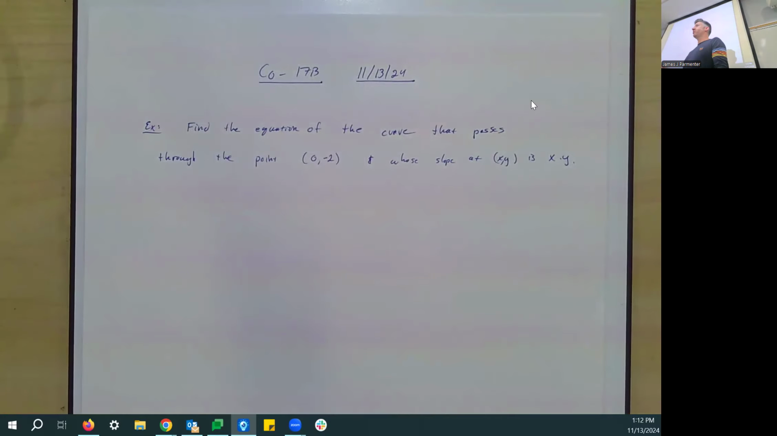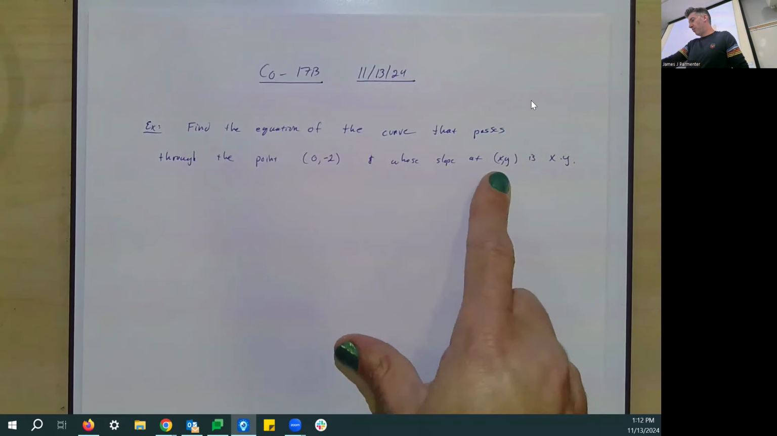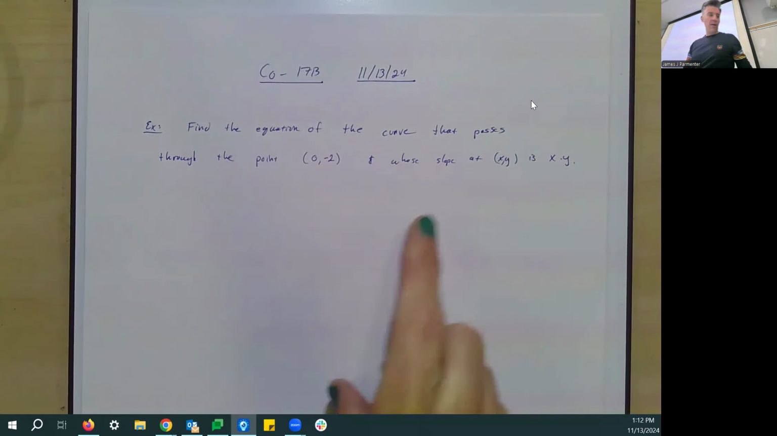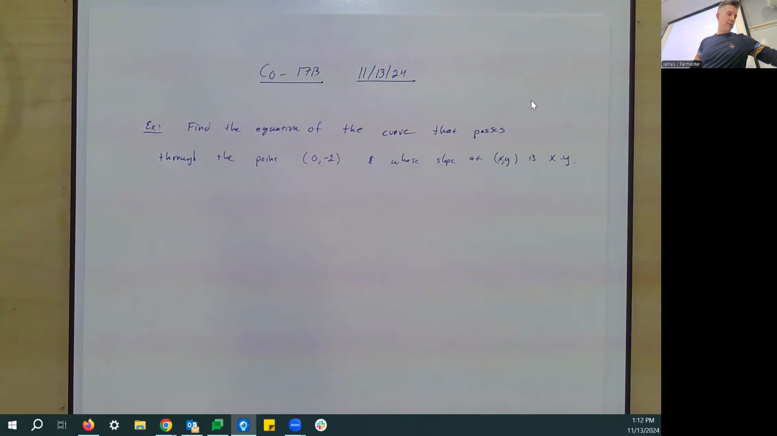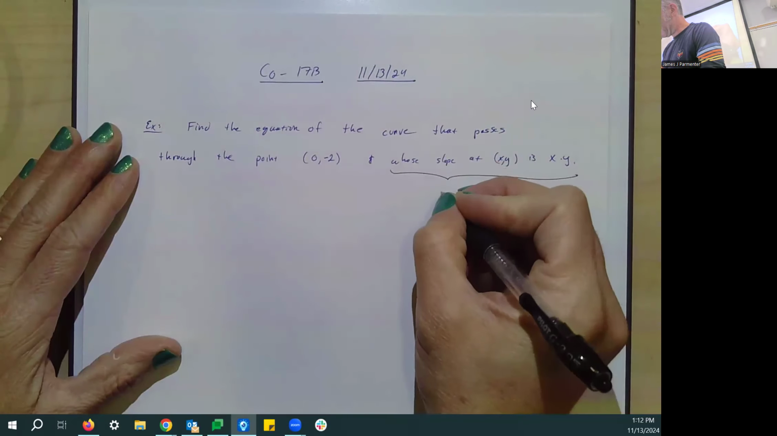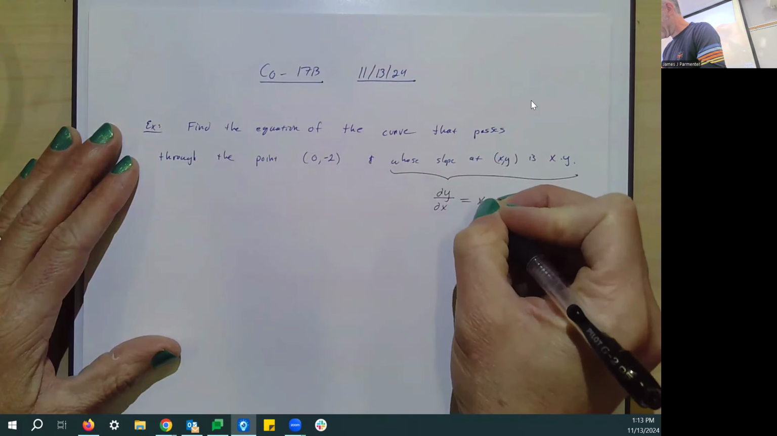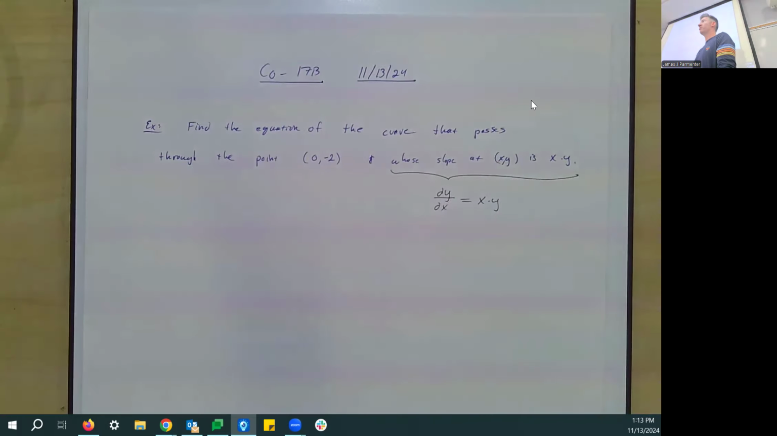So they've told you a differential equation here, they just haven't written it mathematically. But it's all this last part right here, whose slope at the point (x, y) is x times y. All of that is just saying that we want the slope at a particular point. So the slope dy/dx should be equal to x times y. That's all they're saying. Great, we can solve that separable differential equation.